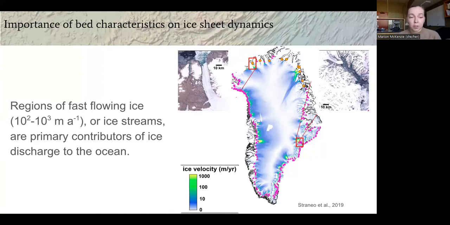So if the conduits of fast-flowing ice begin to break apart, the more stable ice that's further upstream will also begin to contribute to sea level rise.